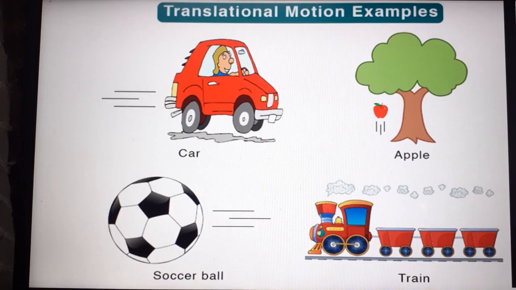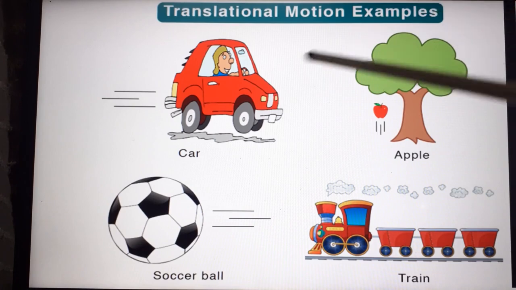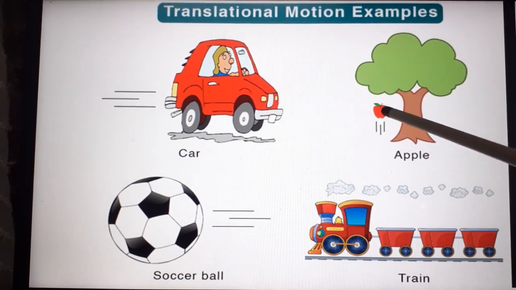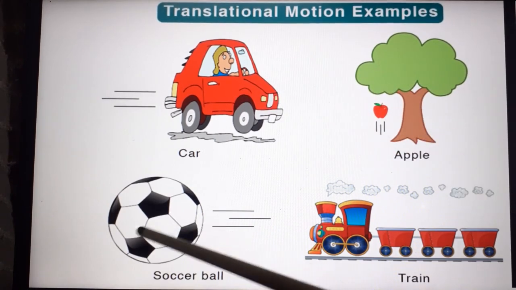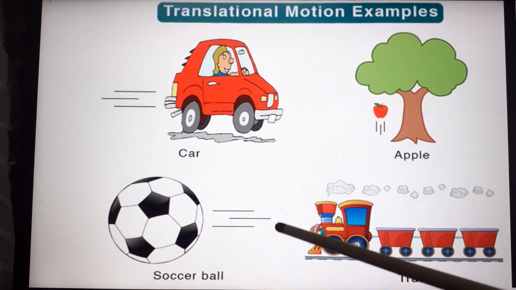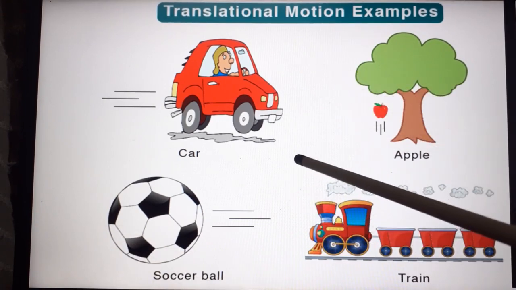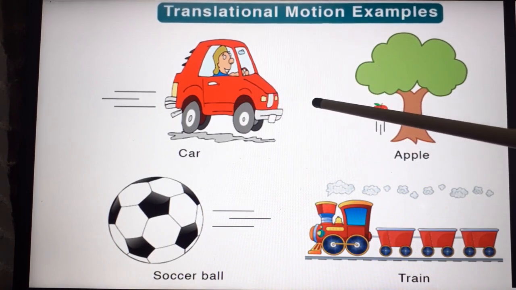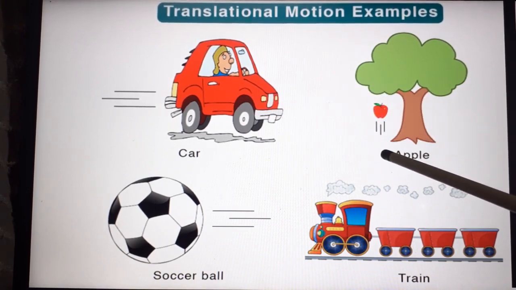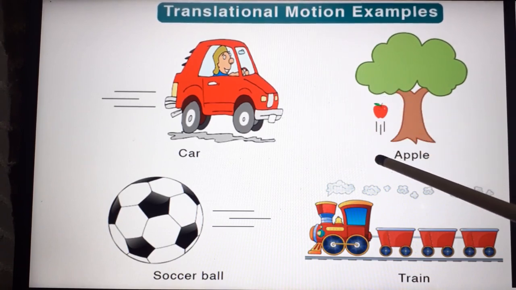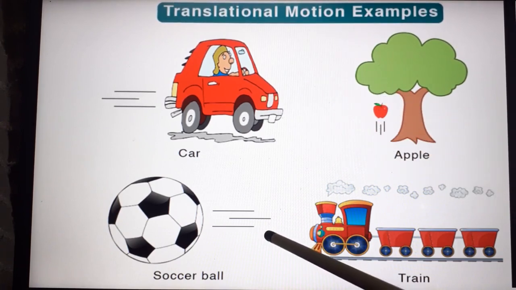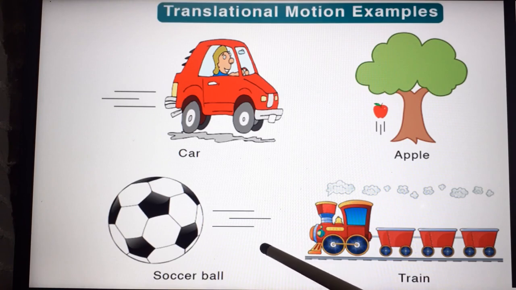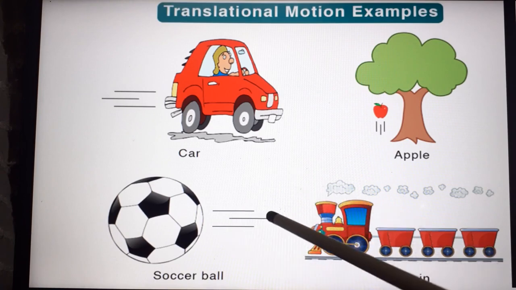Now let's see certain examples of translational motion. A moving car, an apple falling from the tree, a ball moving on the ground, a moving train. In all these examples, the direction of force and the direction of motion are the same. Direction of gravitational force and direction of motion of the apple are the same. Direction of force and direction of motion are the same for all these examples.